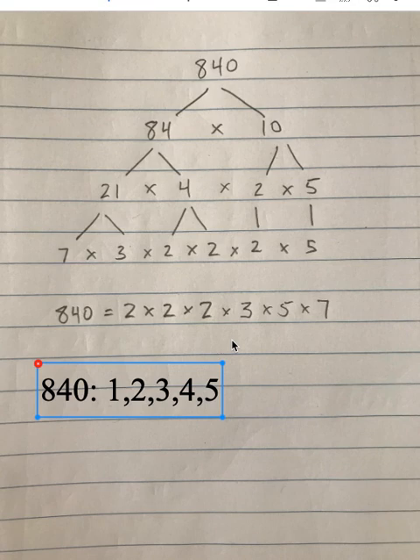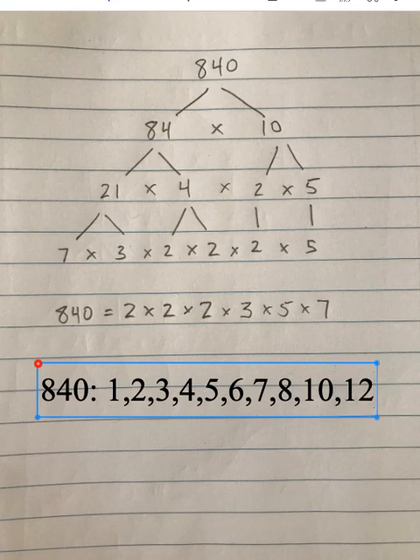6 is 2 times 3, so 6 is in the list. 7 is in the list. 8, 2 times 2 times 2, is in the list. 9 is not. 9 is 3 times 3, so we only have one 3. It's not in the list. 10, 2 times 5. 11 is prime, so that's not in the list. 12, 4 times 3, 2 times 2 times 3, so 12 is in the list.